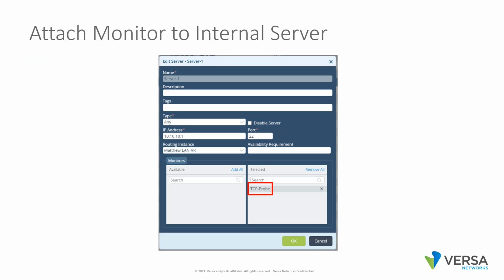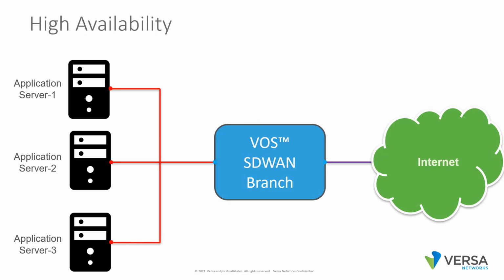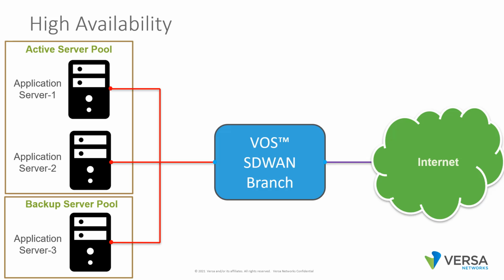Okay, next, let's review the topic about high availability. In the Versa ADC load balancer, we can define availability groups. For example, we can select a certain number of the application servers which are going to belong to the active server pool, and a certain number which will belong to the backup server pool. This might be done for a couple of reasons.